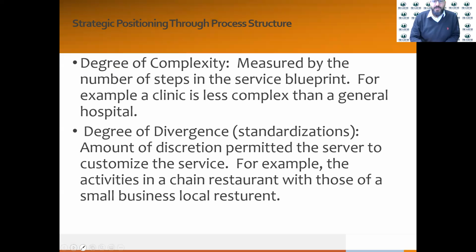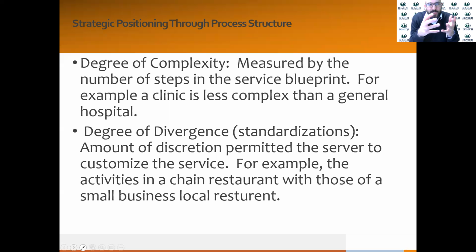Now, before we go ahead and talk about the blueprinting, I'm going to talk about the strategic positioning through the process structure. So if you look into the process structure, first of all, what is a process? A process is anything where you have an input, add a value to it, and it gives you an output. You buy meat, for example, you cook it, and that will be a steak that you serve to a customer.